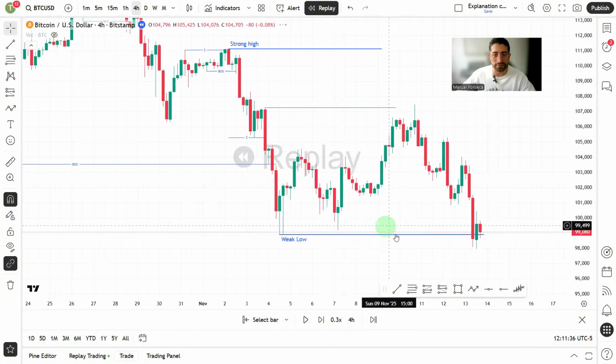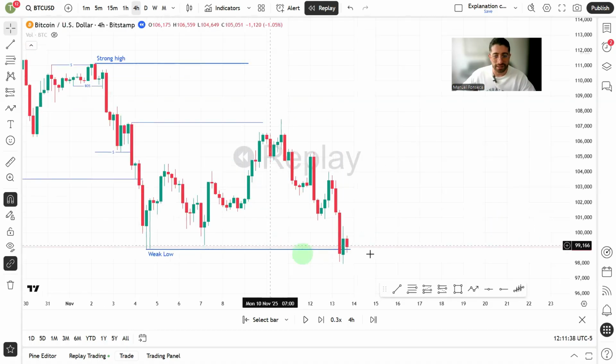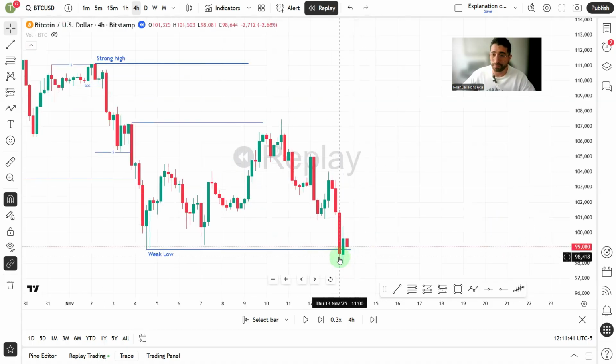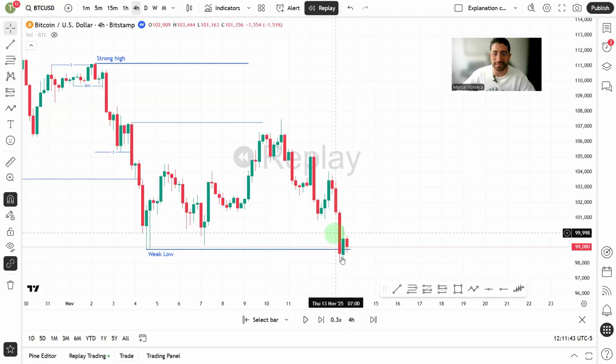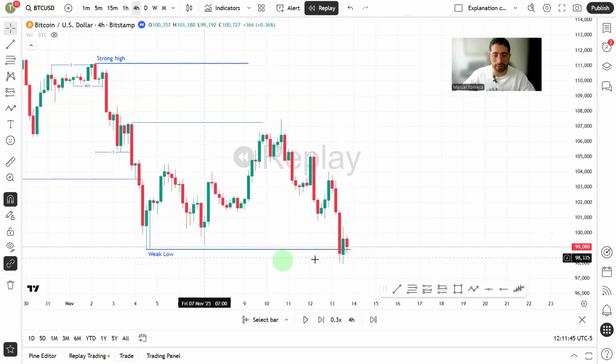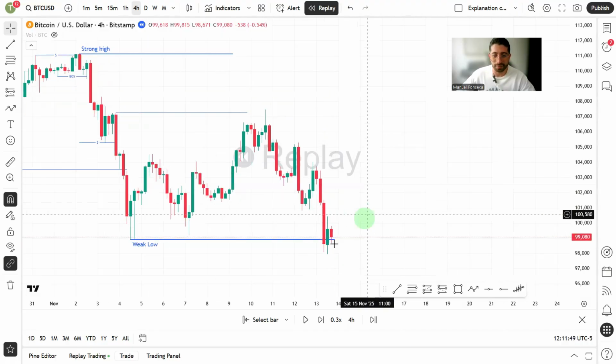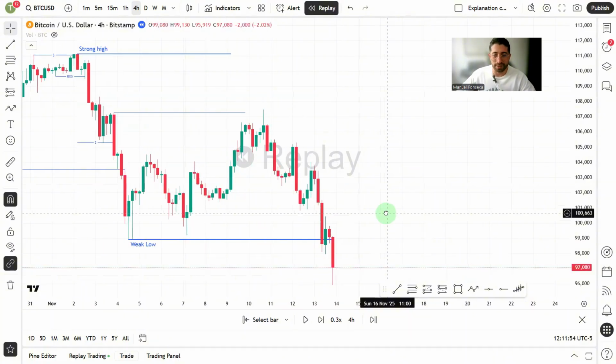Question: is this a market shift, or is this a break of the wick low, the break of structure? Yeah, it is, with the body of a candle. Perfect. Definitely, here it is much more evident.